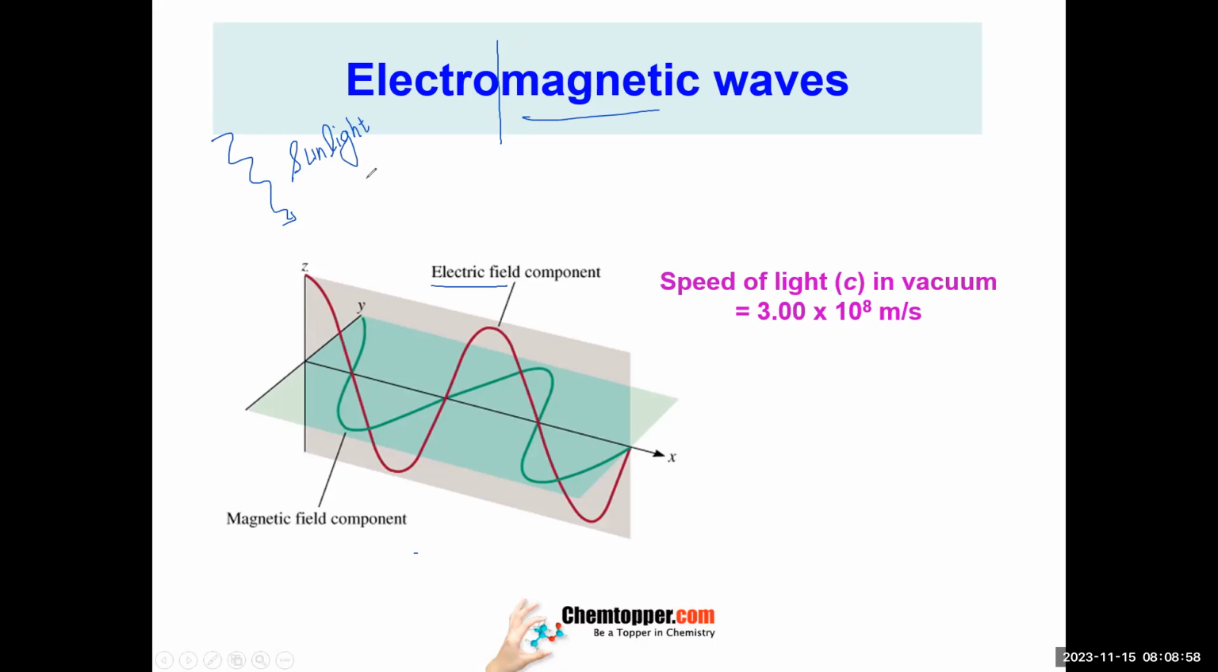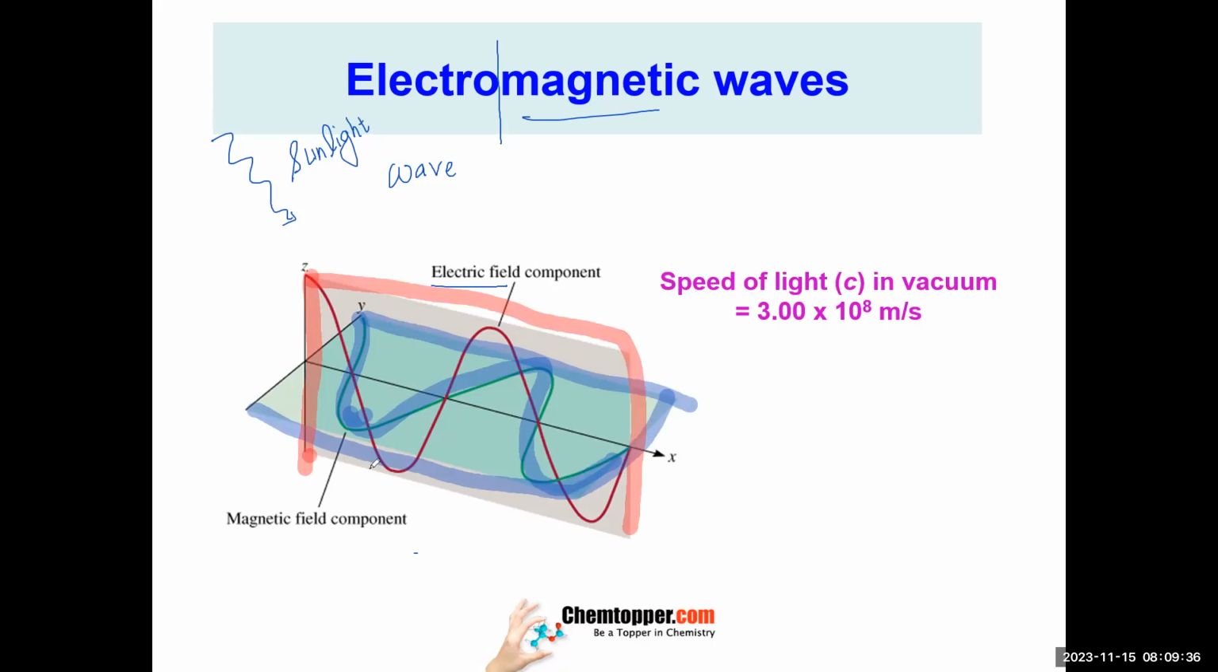Can you see the electric component and magnetic component of the light? Light is like a wave. Sunlight is coming like a wave. So this wave has two components. One is the electric field, the other is the magnetic field, and they are moving perpendicular to each other. Can you see the magnetic component, the green plane, and the electric component in the perpendicular one, the gray one? These are perpendicular to each other.